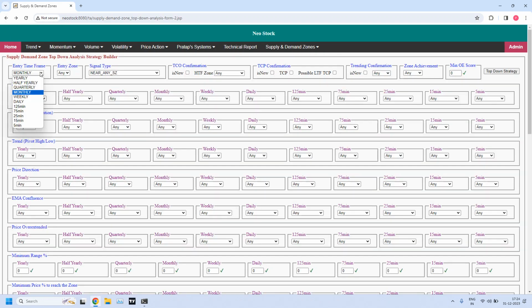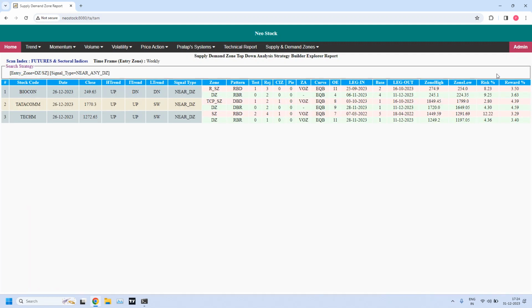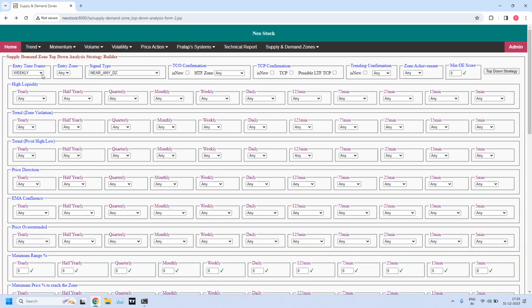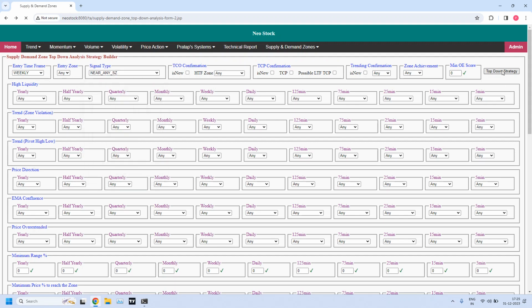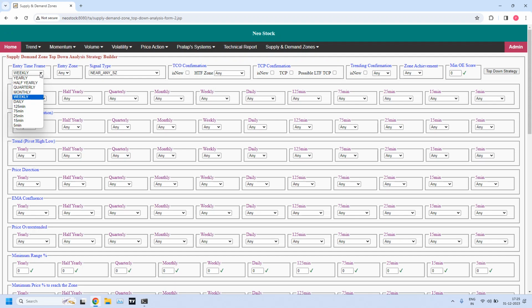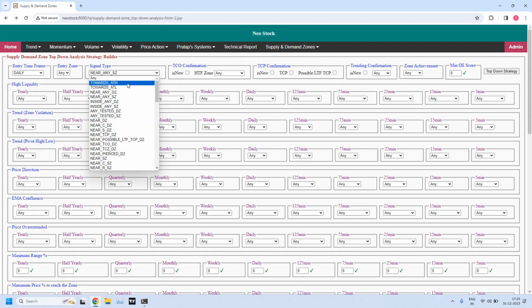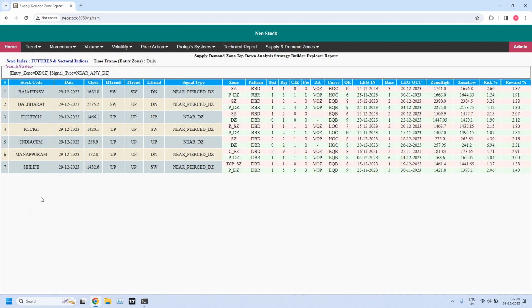So let's go back. Today is also end of the weekly. So weekly time frame, let us find the stocks near weekly demand zone. So 3 stocks are filtered. So let's go back. Weekly time frame, let us find the stocks near weekly supply zone. 3 stocks are filtered, which are near to the weekly supply zone. So let's go back. Daily. So for daily time frame, let us find the stocks near the daily demand zone. 7 stocks are filtered.